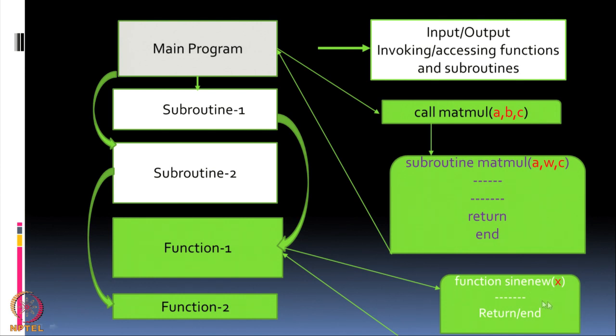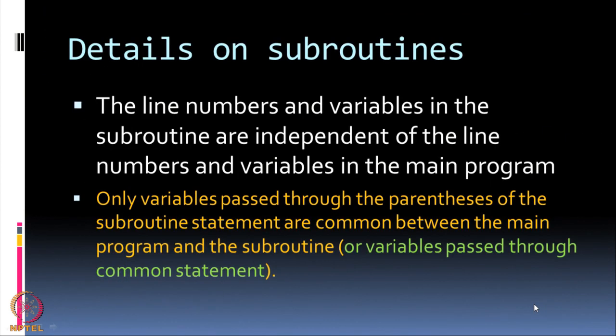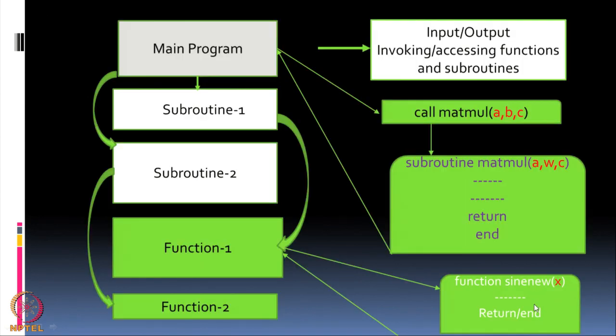Once that happens, you go to this particular function, calculate the value of the function, and return to the main program. To summarize, a subroutine is accessed by a call statement, and a function is accessed just by a variable being equated to the name of the function. In this case, the name is sin nu x. When the function is called, it will go to that function subprogram and return the value.